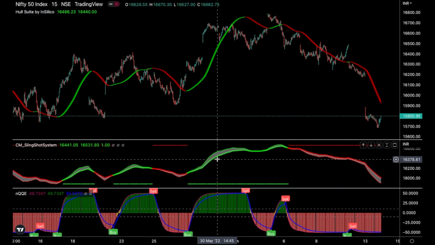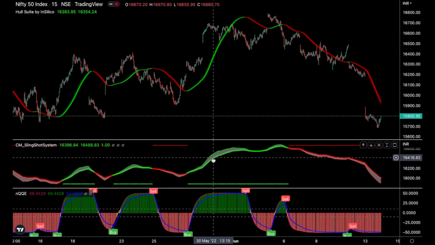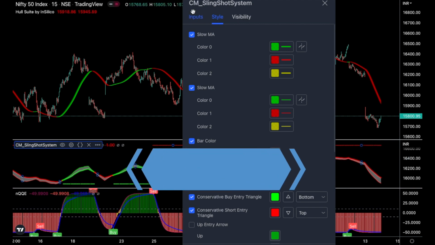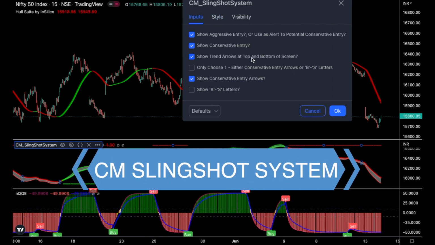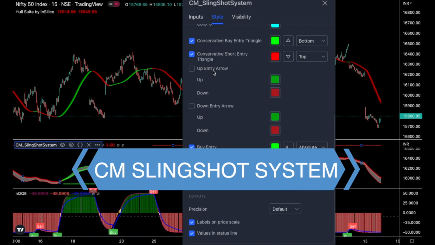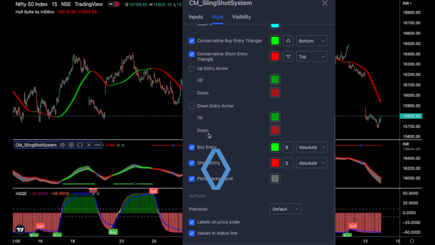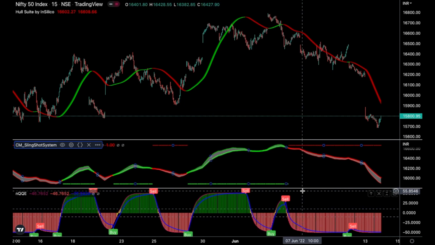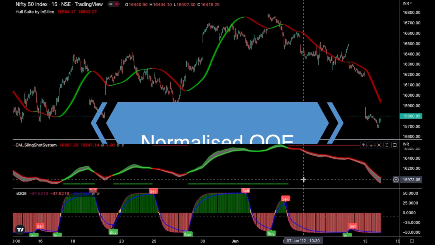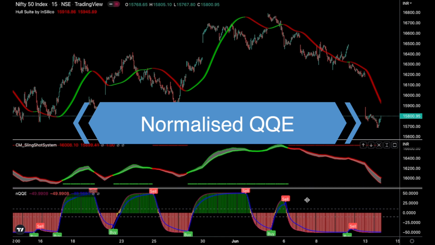For the CM Slingshot system, the input values remain the same. Only in the style section, I have disabled the up entry arrow and the down entry arrow checkbox. Now comes the most important part, the normalized QQE indicator.